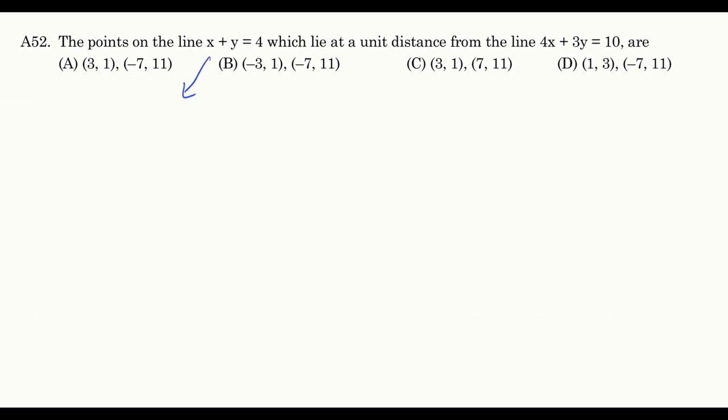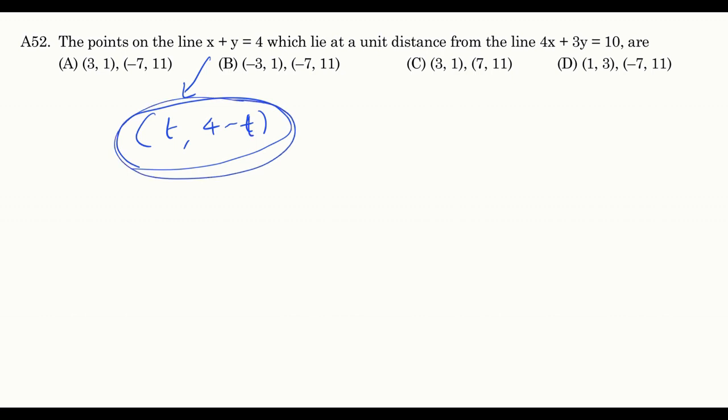You see, if I assume the x coordinate of a point on this line as t, then you can see that the y coordinate is nothing but 4 minus t. So any point on the line is of this form. Now we want such points which are at a distance of 1 unit from this line.